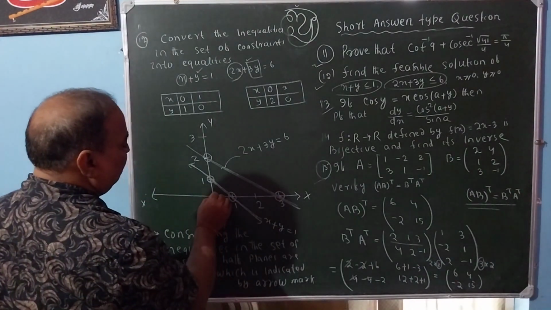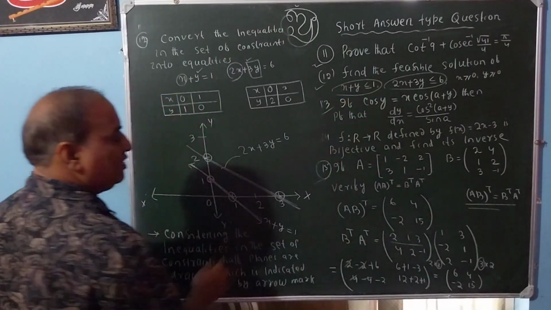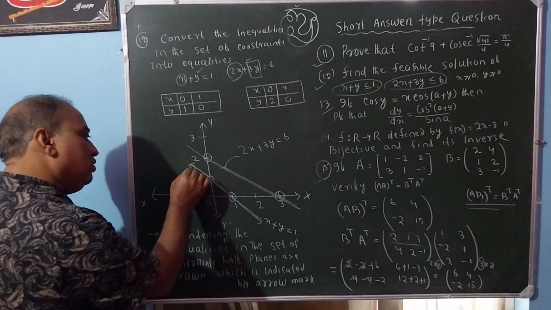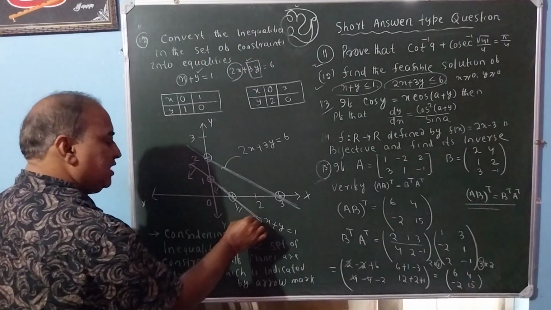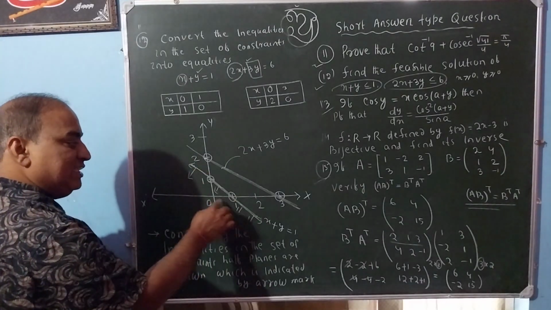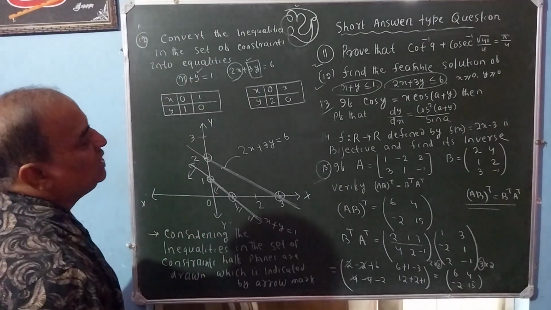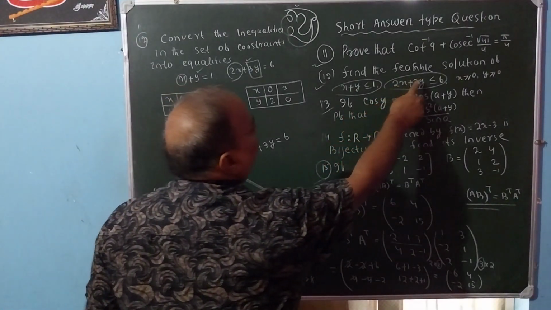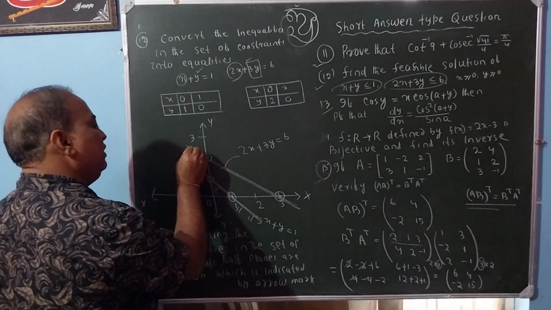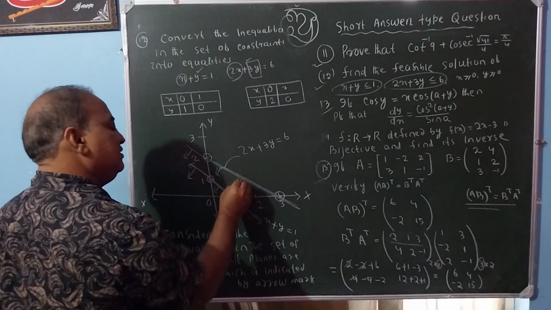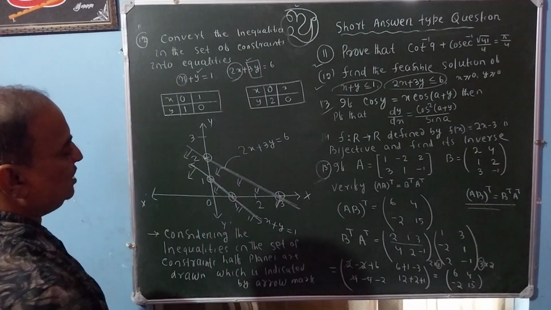Here the origin is here. For the first line, put x 0, y 0. 0 less than 1 is satisfied. Hence the arrow goes towards the origin. This is the solution region. If the origin is satisfied, the arrows will come towards the origin. So for the second line, put x 0, y 0 at the origin. So the arrows will be towards the origin. This is the region towards the origin.